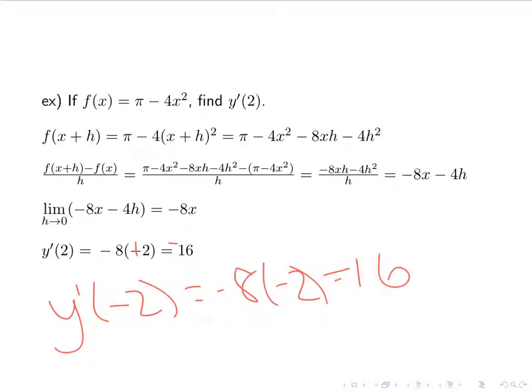Okay, and we'll do one more example. So if y equals x cubed, find dy dx. So again, I'm trying to introduce the different notations for the derivative. I had f prime, I had y prime, and now dy dx. So f of x plus h is x plus h cubed.